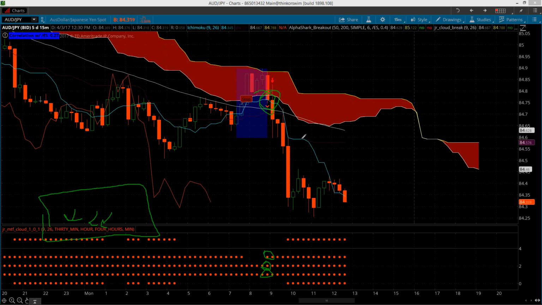Now, in this particular example, we broke the cloud to the downside with a confirmation on the 30-minute and 1-hour bar. There is no dot here, so that tells me that the 4-hour bar was inside the cloud while that happened. So bearish break on the 15, bearish setup on the 30 and 1-hour bar, neutral setup on the 4-hour bar. Now, typically, I would not take this trade because I don't have agreement on all 4 time frames.